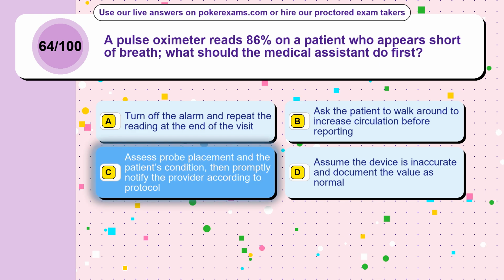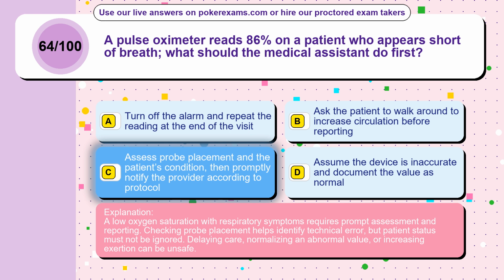Assess probe placement and the patient's condition, then promptly notify the provider according to protocol. A low oxygen saturation with respiratory symptoms requires prompt assessment and reporting. Checking probe placement helps identify technical error, but patient status must not be ignored. Delaying care, normalizing an abnormal value, or increasing exertion can be unsafe.